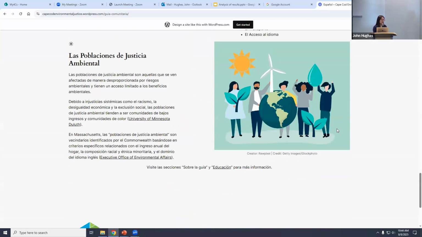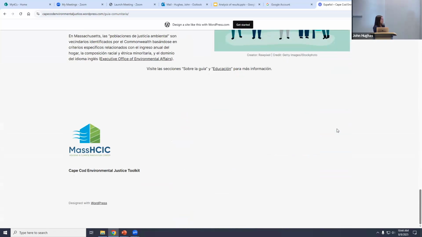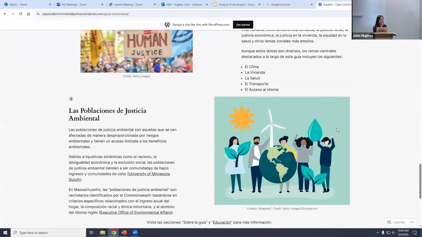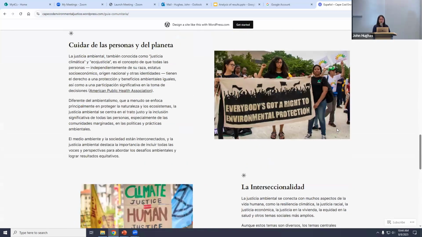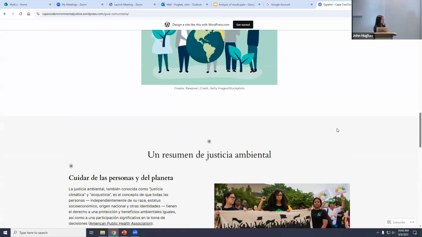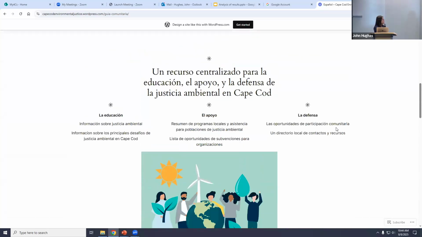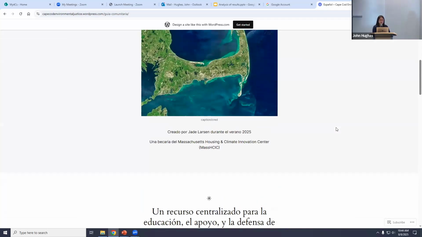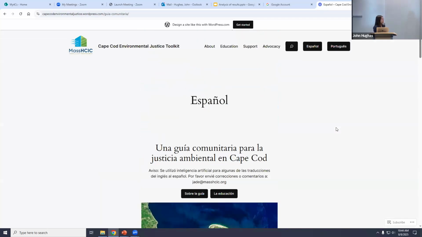So I learned all about the importance of language access and just ensuring that everybody has equitable access to specifically educational resources. But in the future, I would love to potentially get it into Portuguese as well and translate the other tabs. But that was my project. So thank you for listening.